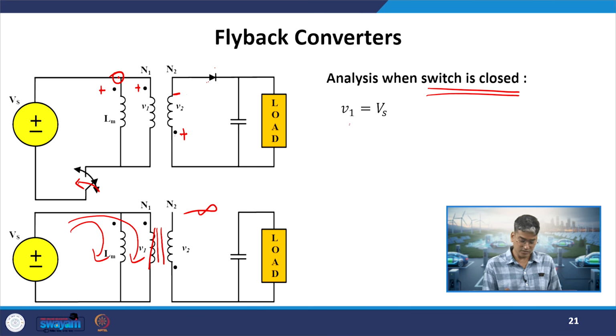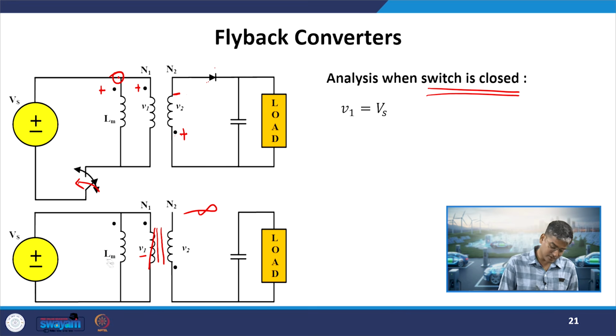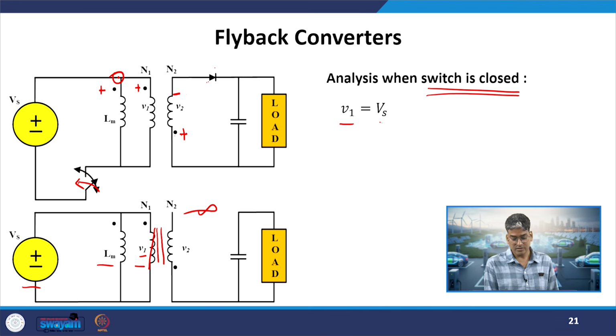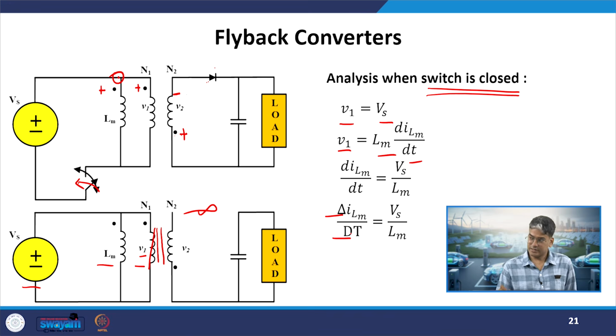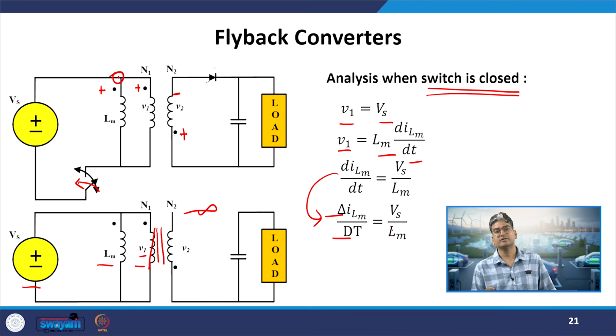So, what will be the voltage across the primary winding V1? V1 will be equal to your source voltage. If I see, these three components, Lm, V1 and your source, are in parallel. So, V1, or the primary side voltage, will be equal to Vs. So, V1 will be equal to Lm dILm by dt, then delta ILm by delta t. I am linearizing the circuit, assuming there is a high switching frequency of operation, so I can replace dILm by dt with delta ILm by delta t. Now, delta t is nothing but the turn-on time of our switch.